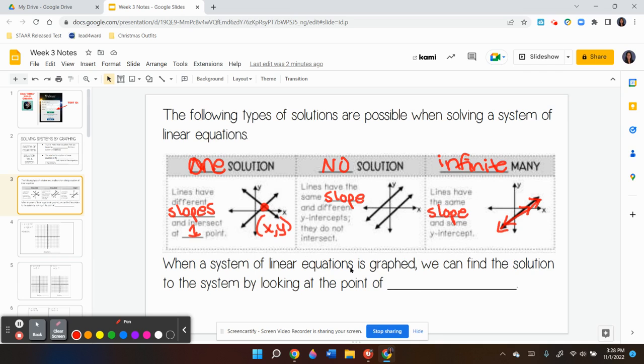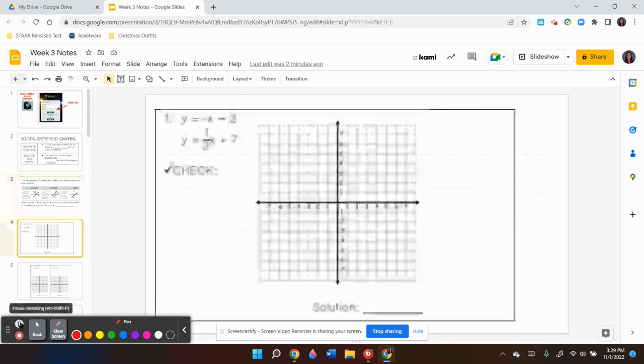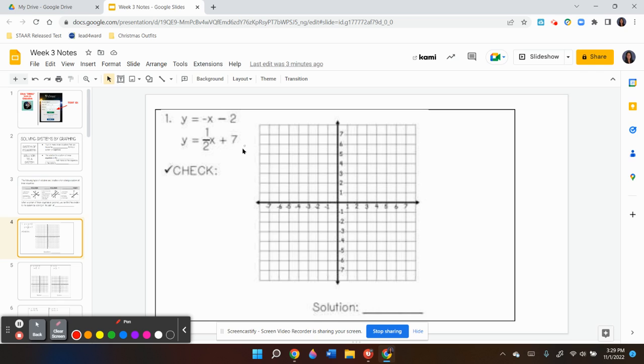When a system of linear equations is graphed, we can find the solution to the system by looking at the point of intersection. The first problem we're going to work says y equals negative x minus 2 and y equals half x plus 7. We're going to try to find the point of intersection by graphing it on our paper.